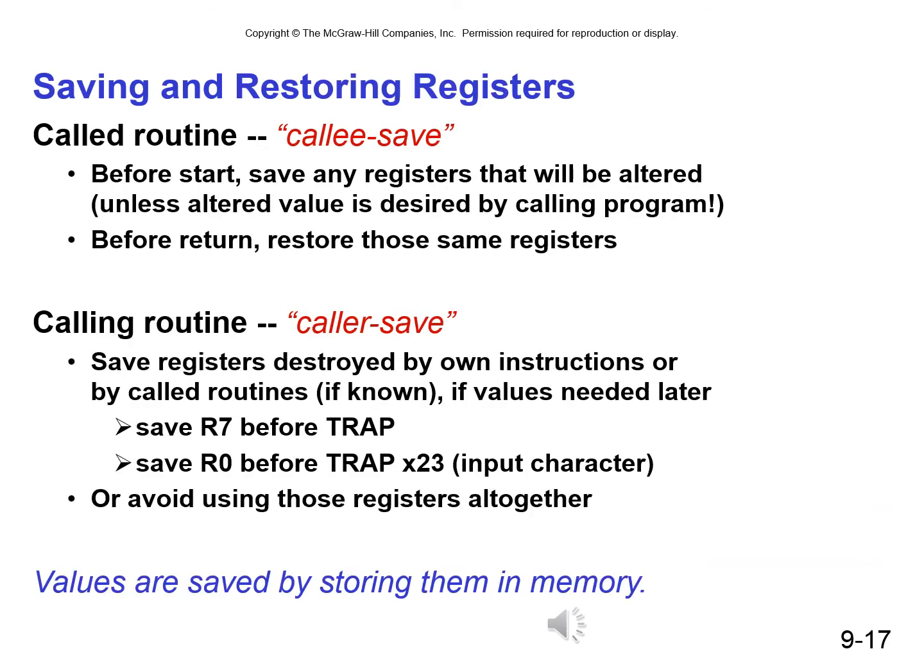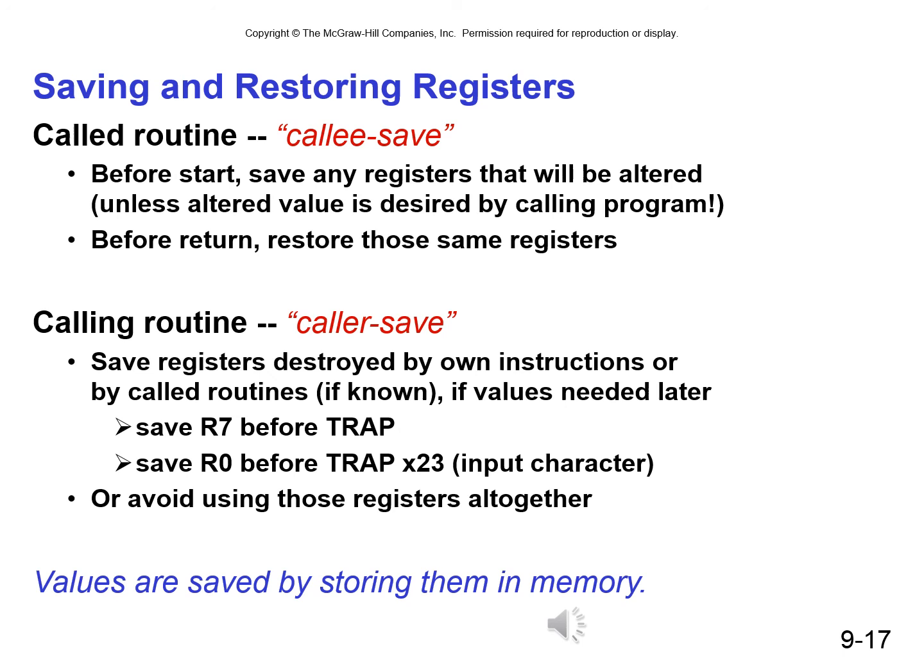So here we have some suggested protocols for saving and restoring registers. The first one is called callee save, where the called routine, before starting, saves any registers that'll be altered within the calling program, and then right before the return, restores those same registers. That's what we saw earlier with storing R7 in a labeled memory address called save R7, and we stored R1, and then right before the return in that routine, we restored them with load.